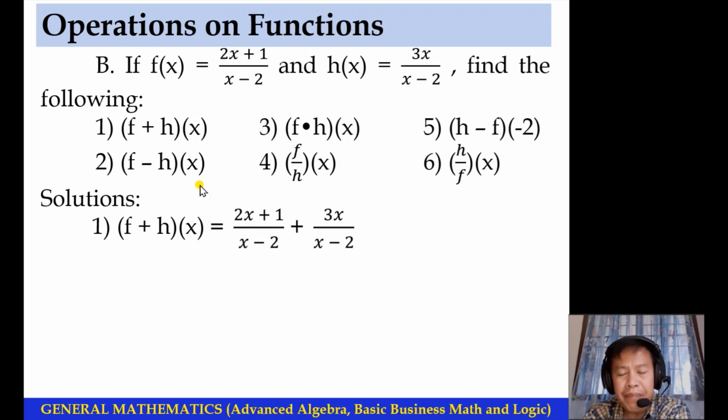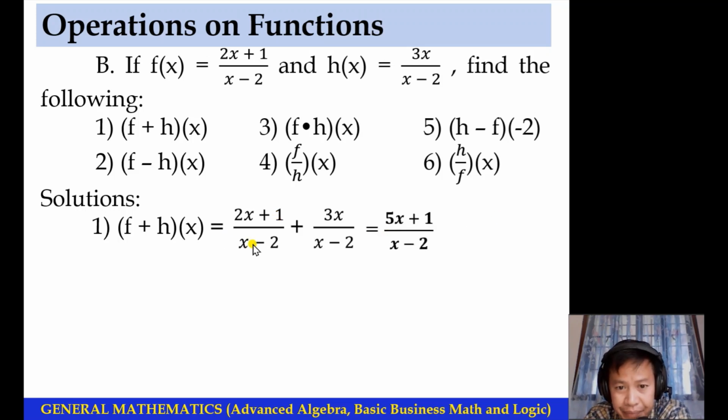Take note, if you are going to add fractions, you are going to observe the denominators. If the denominators are the same, it means that our fractions are similar. Because you can just only combine terms which are similar. So since that our denominator here is the same, which is x minus 2, the two fractions are similar. What you need to do is to combine only the numerators, and you are going to copy the common denominator.